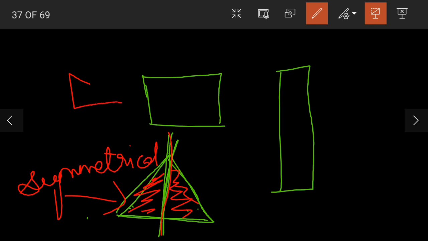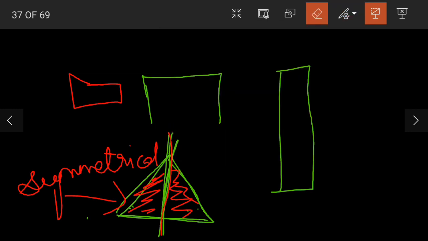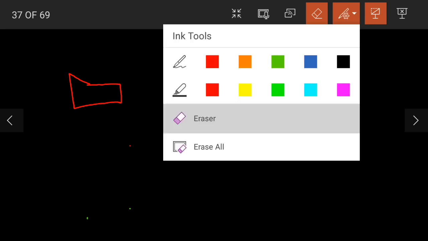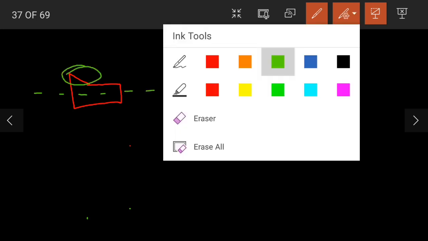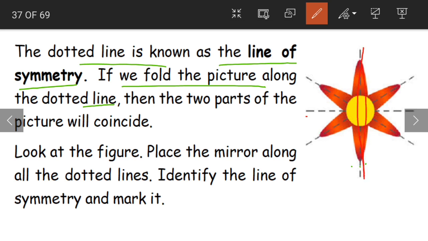Now suppose I have a shape like this. Look at this shape here, children, the one in the red color. Let us erase the remaining one so that you will not get confused. Now can I fold it in such a way that both the halves will be exactly the same? If I fold it here, see, this will be an extra. So that is an example of a figure that is not symmetrical. The two halves will not be exactly the same.